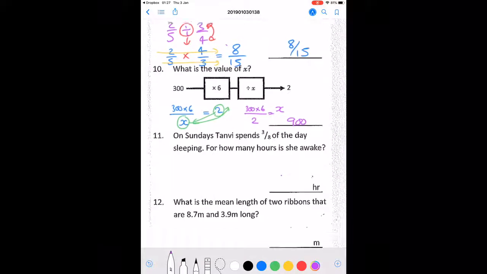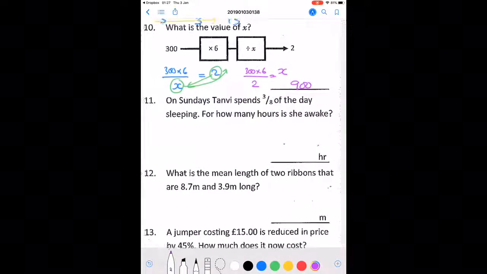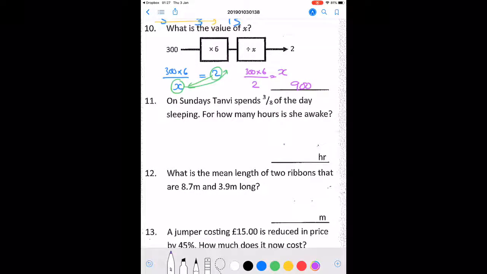Done. Question number 11. On Sundays, Tanvi spends 3/8 of the day sleeping. For how many hours is she awake? Well, we have 8/8 of a day minus the 3/8 that she spends sleeping. So that means she spends 5/8 of the day awake. That's a quick way of understanding this fraction 3/8. So how many hours? We've got to work out 5/8 of 24 hours in a day.